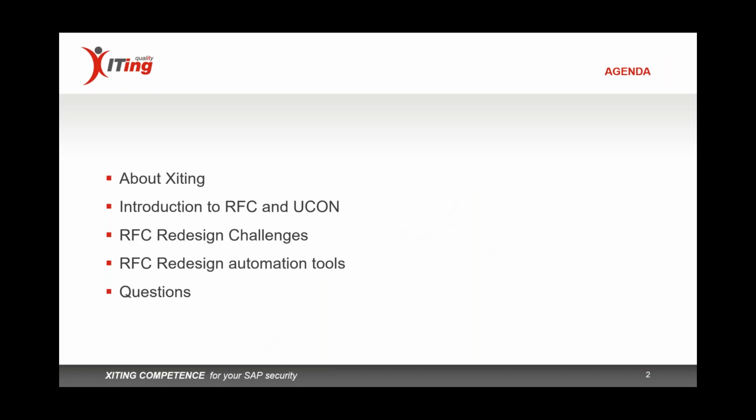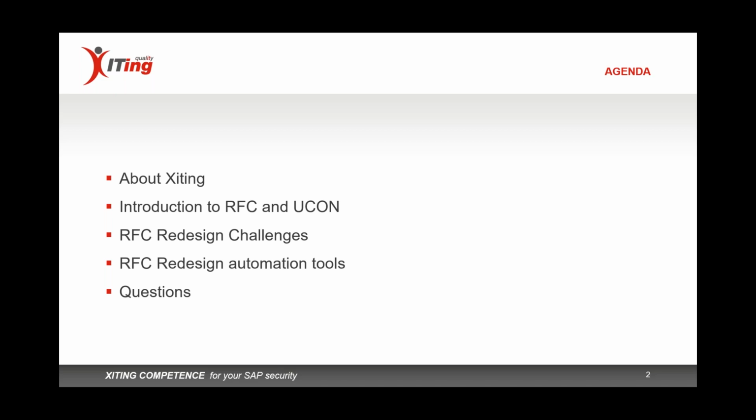Let me jump to the next slide, the agenda for today. First, I'll give a little bit of an introduction, who we are, who Xiting is, why we're talking here. Then I will start introducing the topic. We look into RFCs and UCON, and then we jump into the topic of how we can redesign RFCs. What are the challenges? What are the implications when we do RFC designs? Why is it so cumbersome? Why do a lot of customers shy away from redesigning RFCs?